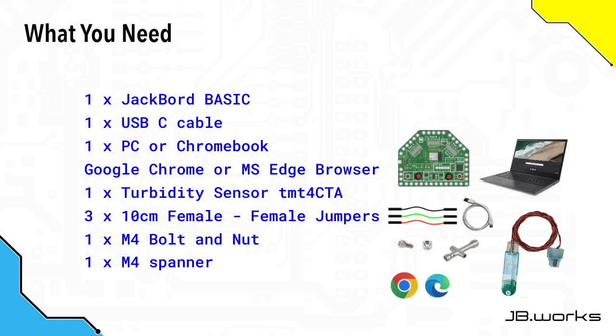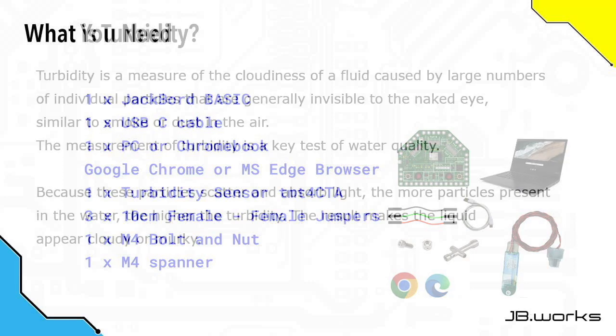For this video, you're going to need a JackBord Basic, a USB-C cable, a PC or a Chromebook, the Google Chrome web browser or the Microsoft Edge web browser, a turbidity sensor, 3 jumper wires, female to female, 1 M4 bolt and 1 M4 nut, and a spanner.